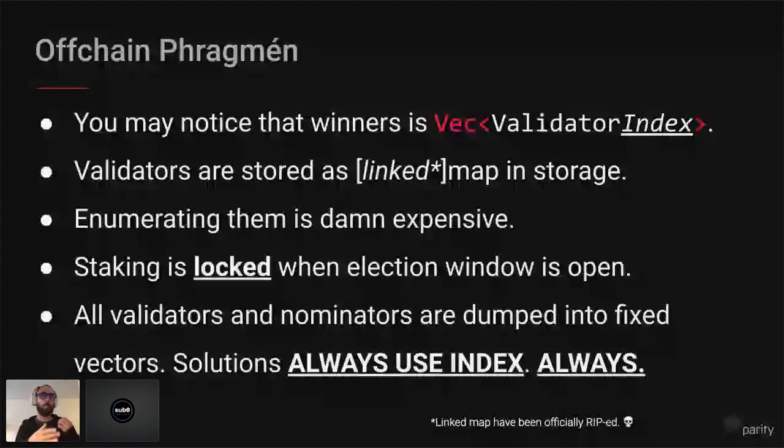And this has a consequence for end users as well. So as mentioned, some operations of staking will be limited in this short period of time, usually like the last 20 blocks of the last session, which we call the election window. And let's see why.